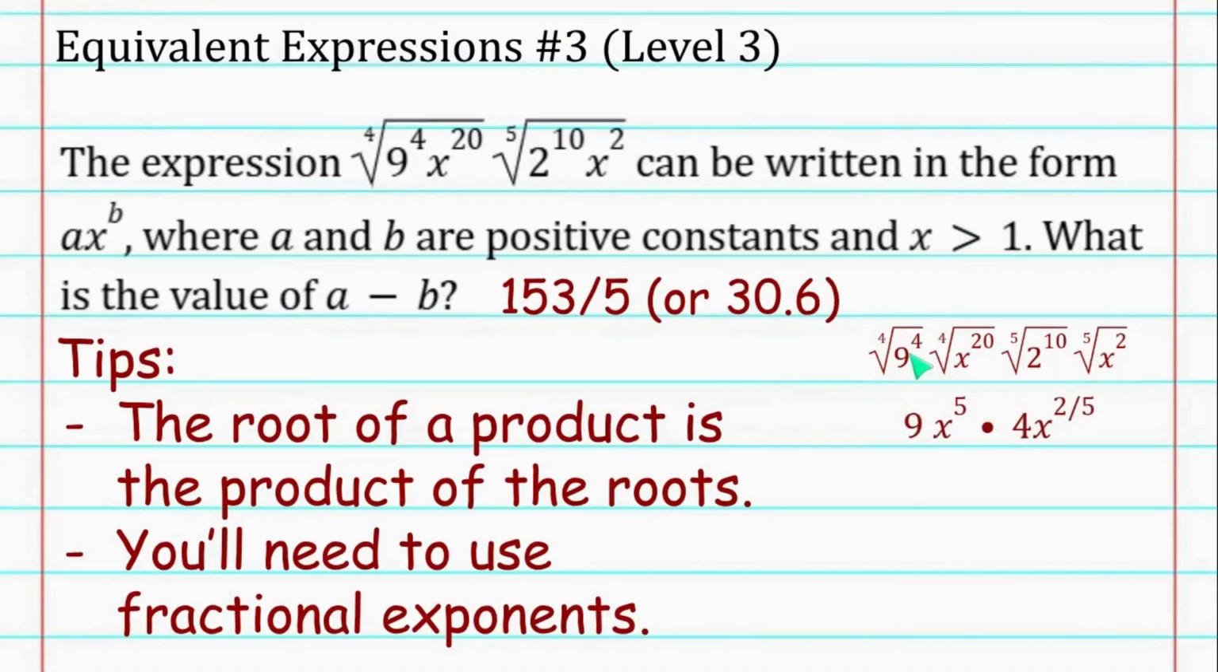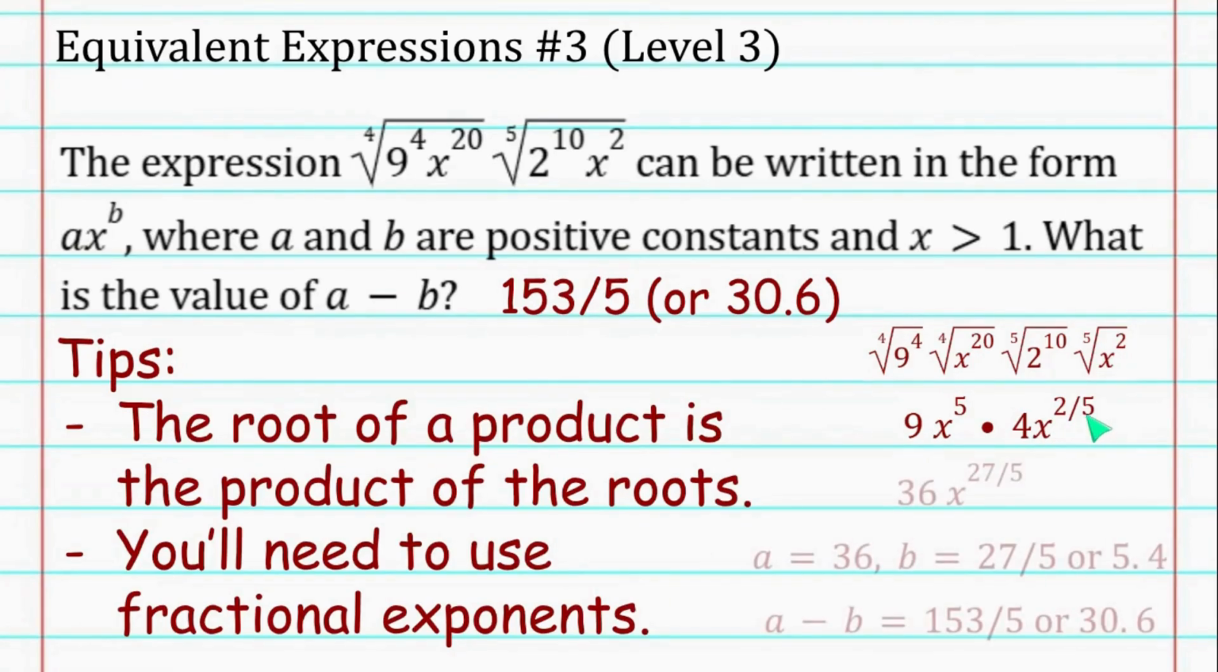Power over root. That's how we convert from radical form to fractional exponent form. Now we're going to say 9 to the 4th, fourth root is 9. 2 to the 10th, fifth root, as I've said, is 4. Those are pretty easy. X to the 20th, fourth root, is going to be x to the 20 over 4, which is 5. X to the 5th. Now I have x squared, fifth root, which will be x to the 2 over 5.